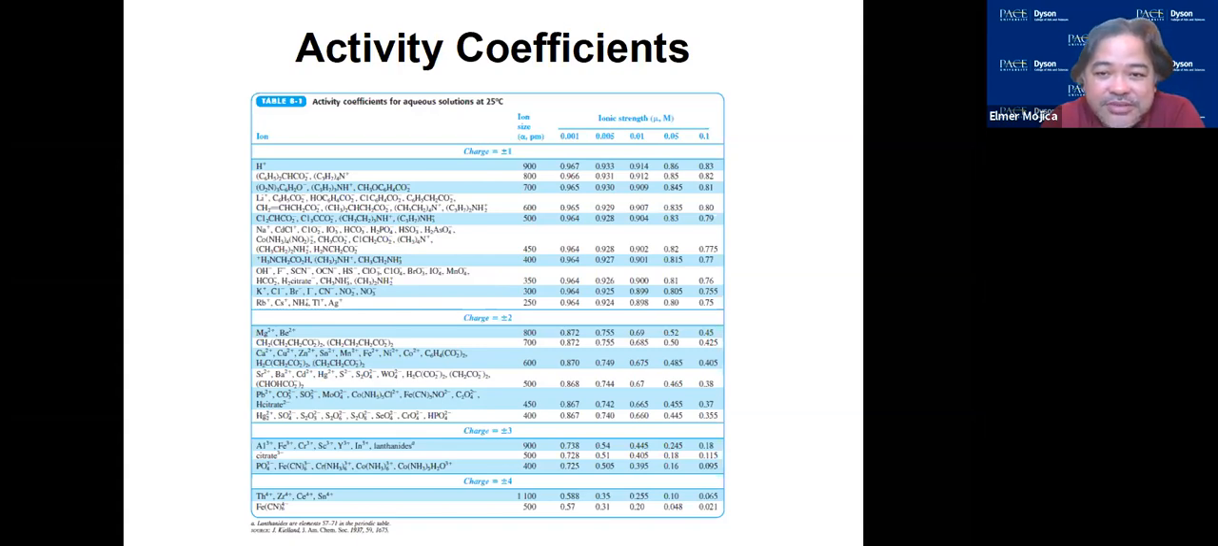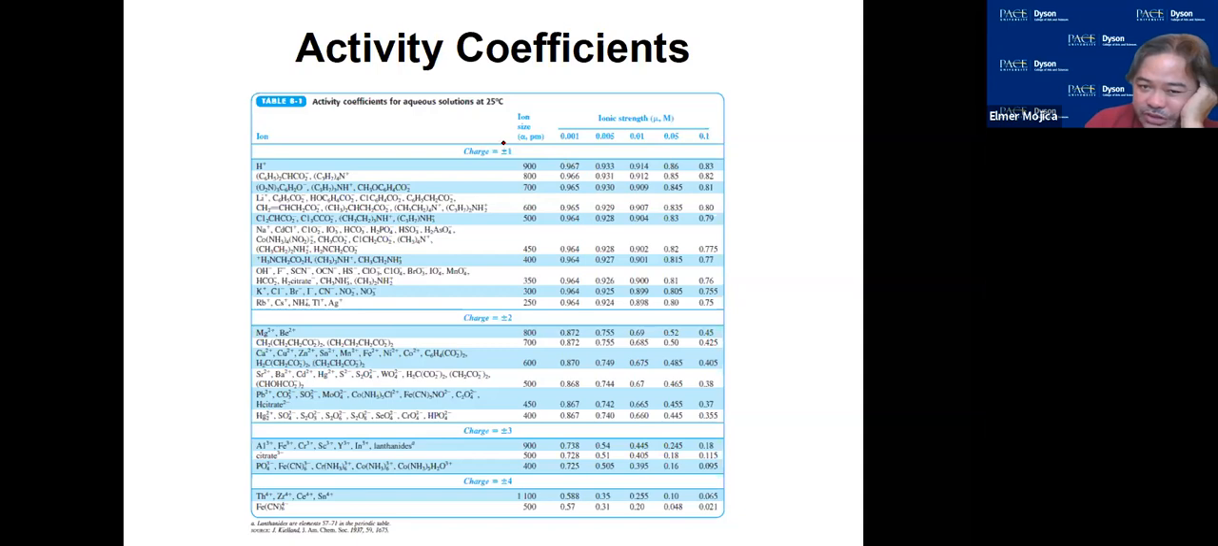So look at the given concentration. Are our statements correct that when the ionic strength increases, there's a decrease in the activity coefficient? So look at here, 0.01, then 0.05. From 0.967, it decreased to 0.933, to 0.914, to 0.86.